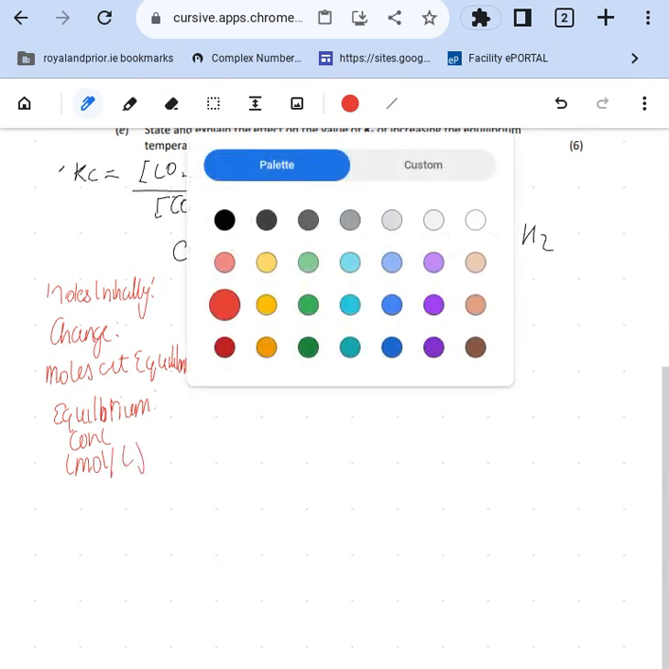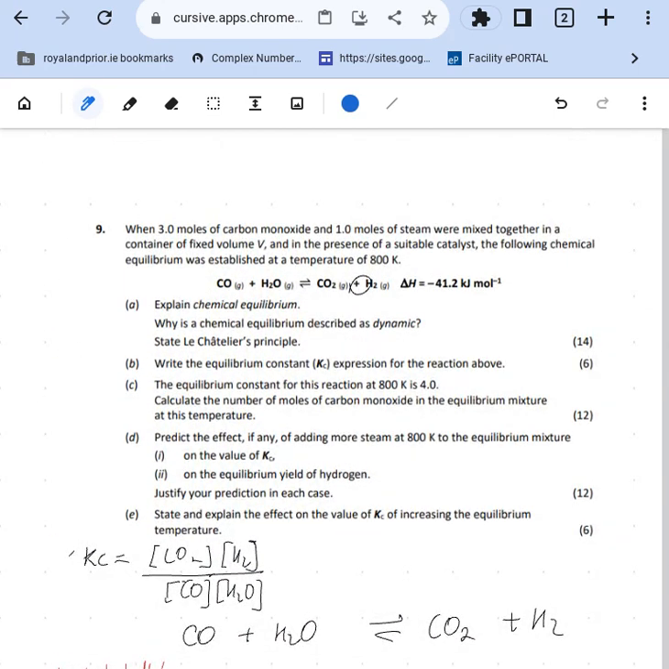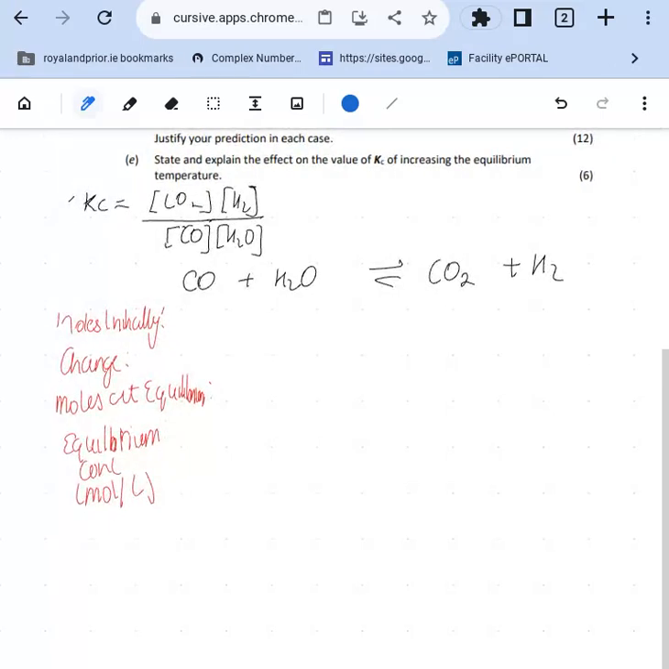So now you've got to look back up and see how many moles initially they give me of each of these. So when 3 moles of carbon monoxide and 1 mole of steam, which is my water, were mixed together in a fixed volume V. So 3 moles of carbon monoxide, 1 mole of water. Haven't told me what I have. There's no products initially because they're starting off at 0 and then they're going to increase.